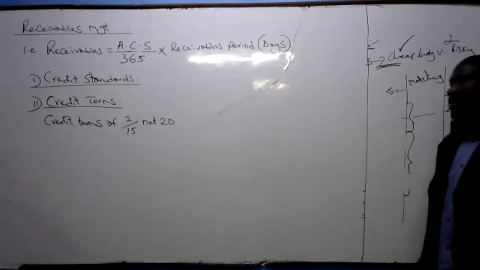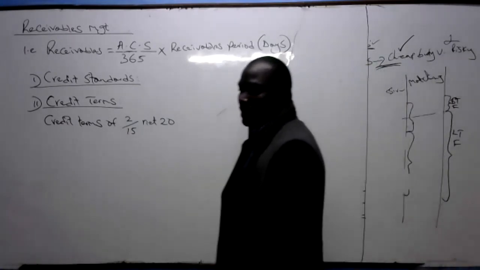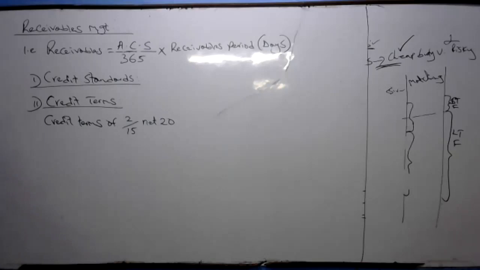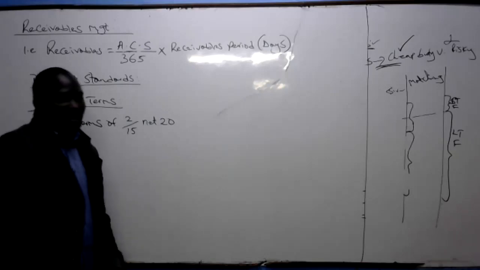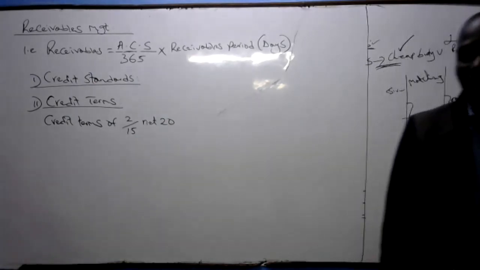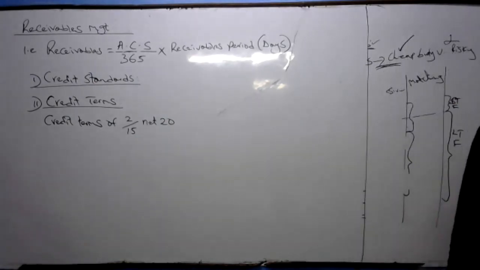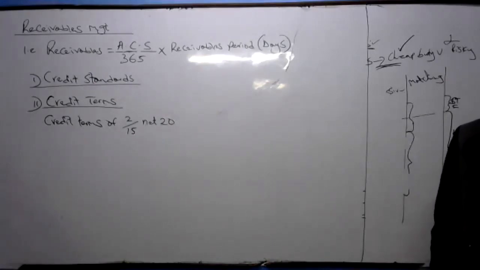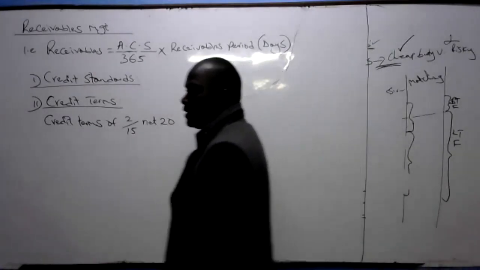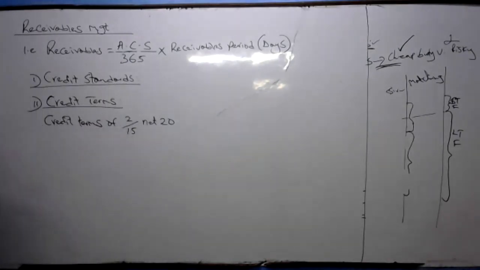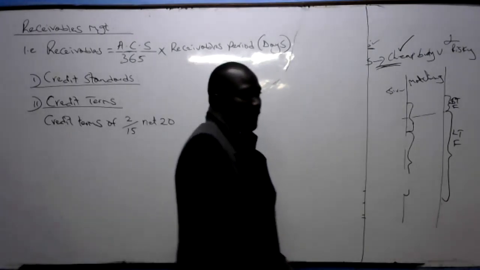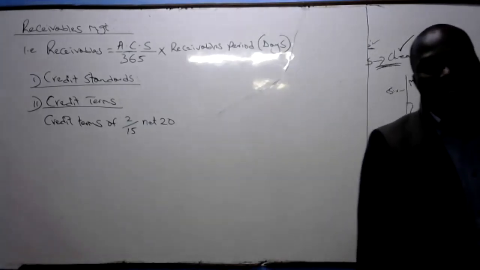Means, so credit terms of 2 over 15 and 20 mean a 2% discount is offered to customers who pay within 15 days, while the remaining customers should pay within 20 days. So if you go past 15, your maximum is 20 days.